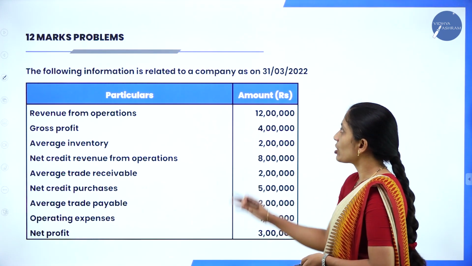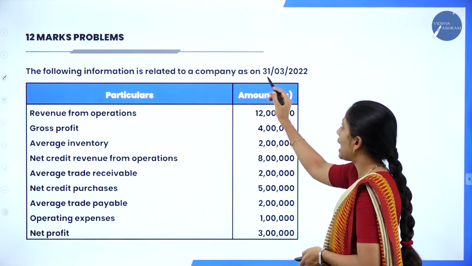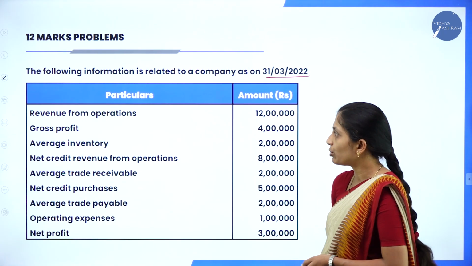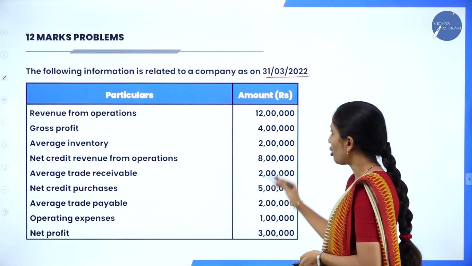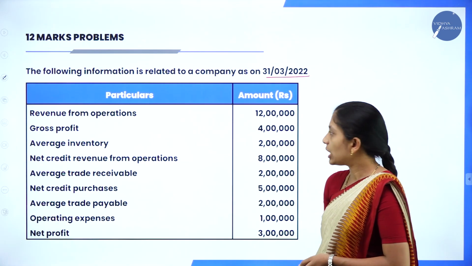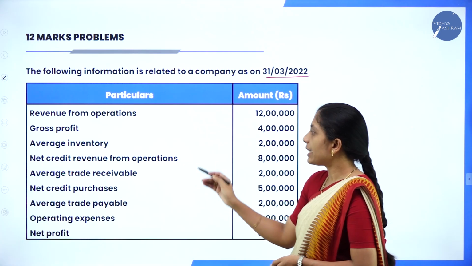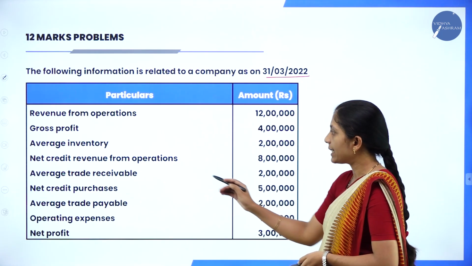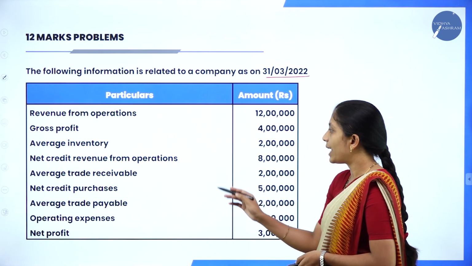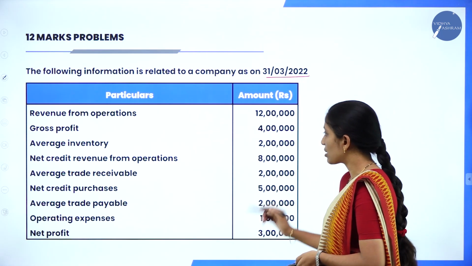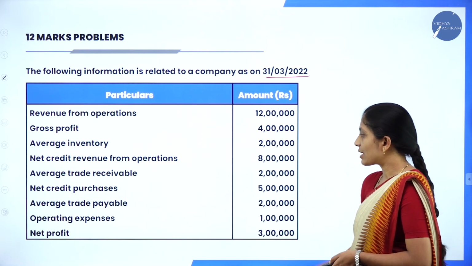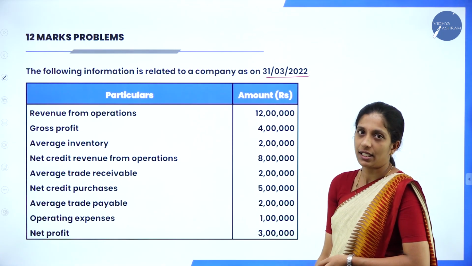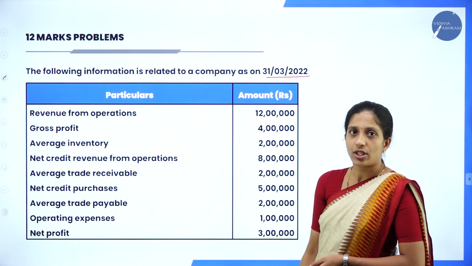The following information is related to a company as on 31st March 2022. So they have given revenue from operations 12 lakh. Gross profit 4 lakh, average inventory they have given 2 lakh, net credit revenue from operations 8 lakh, average trade receivable 2 lakh, net credit purchases 5 lakh, average trade payable 2 lakh, operating expenses 1 lakh, net profit 3 lakh. So these are the information they have given.